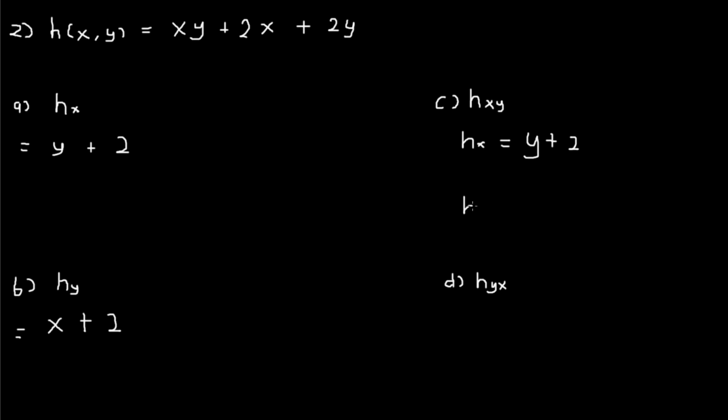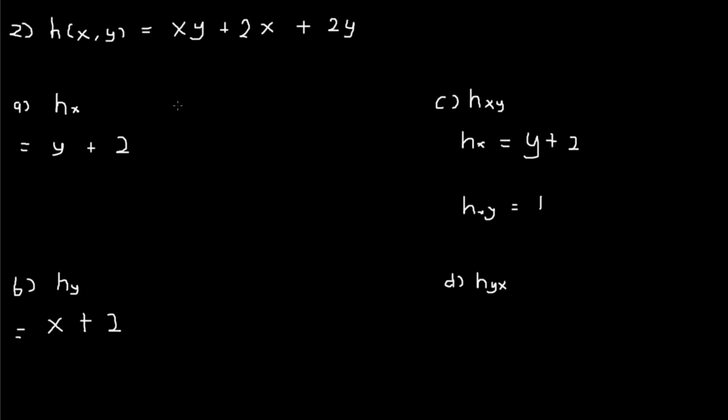So we have to differentiate this equation with regards to y. Since this is a constant, its derivative is equal to 0, and the differentiation of y is equal to 1. So we know that h of xy is equal to 1. The same thing goes like this.